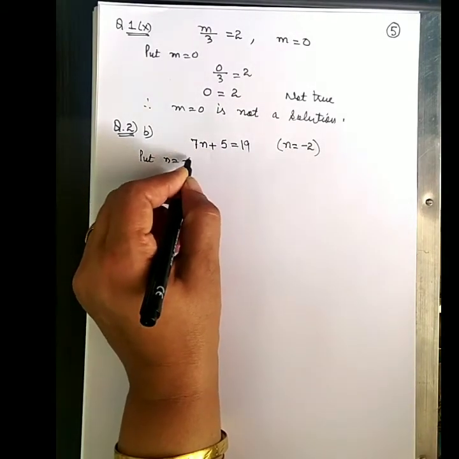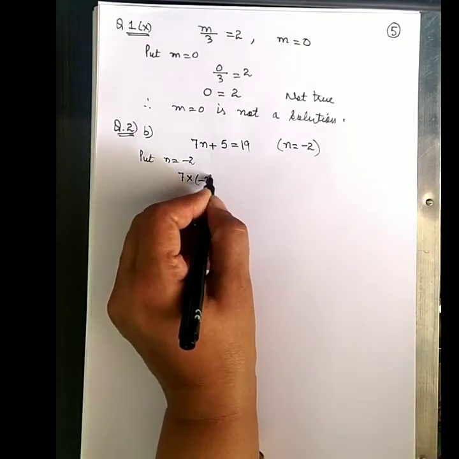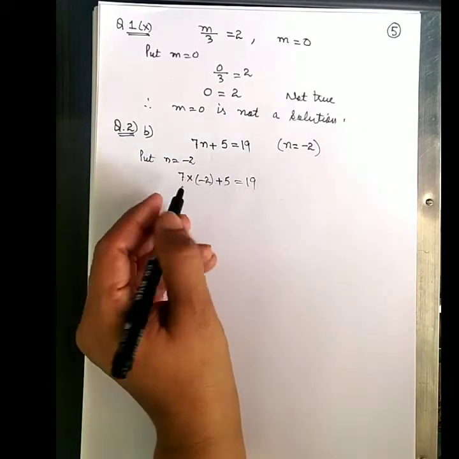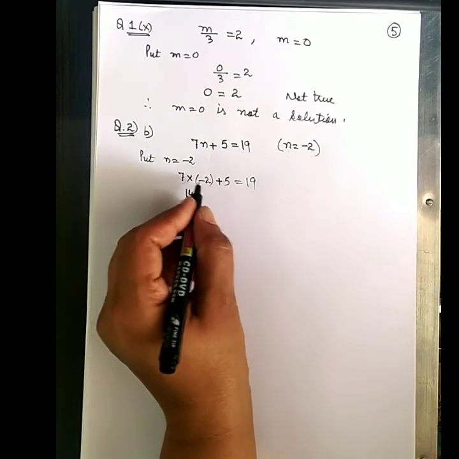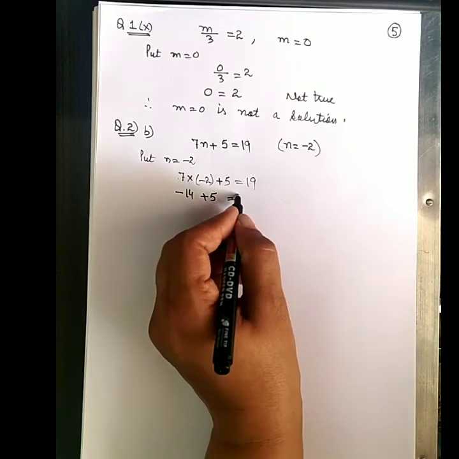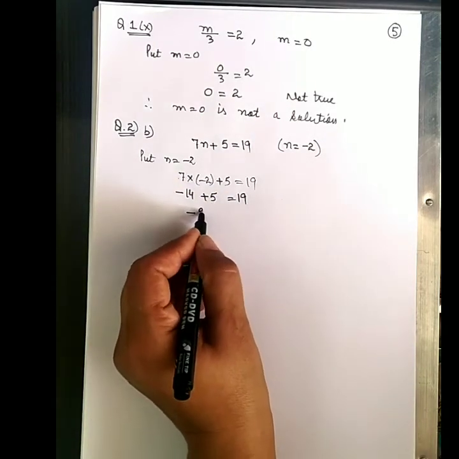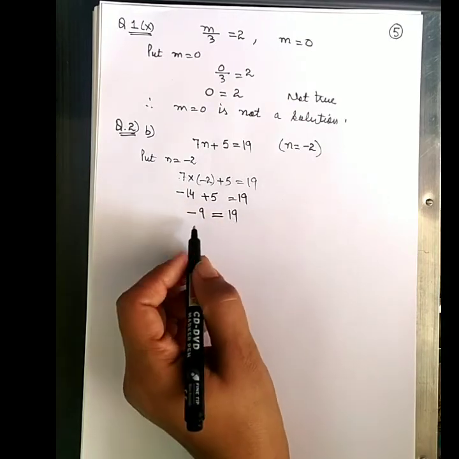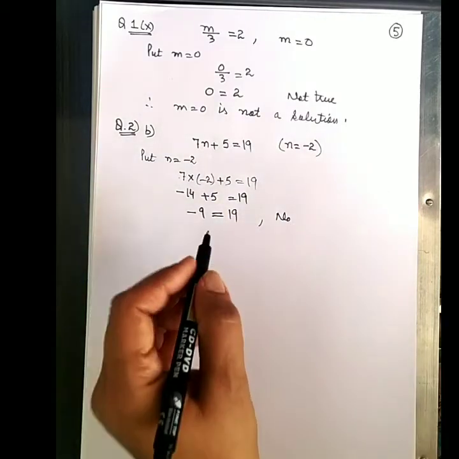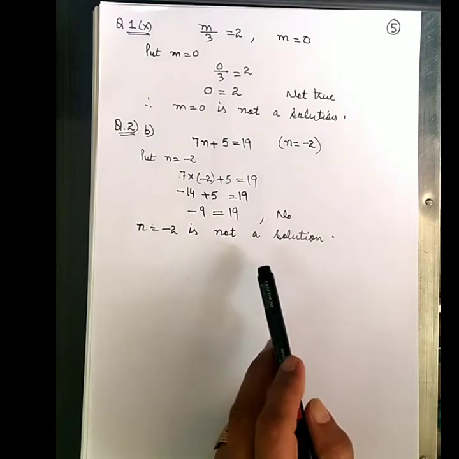Now put n is equal to minus 2. So it will be 7 into minus 2 plus 5 is equal to 19. 7 2s are 14 and plus into minus sign, minus 14 plus 5 is equal to 9. So it will be minus 9. It is equal to 19. Are they equal? No. Therefore, n is equal to minus 2 is not a solution.